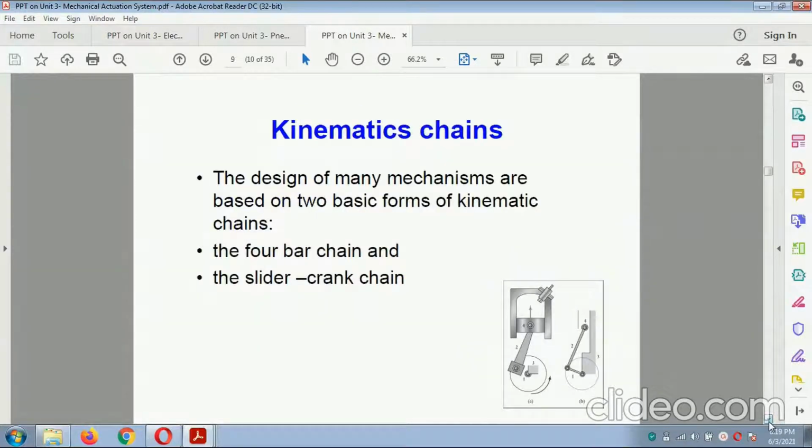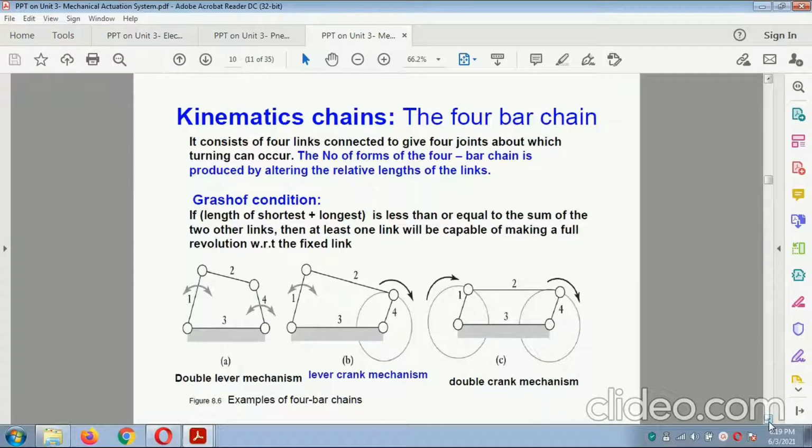Many mechanisms are based on 2 basic forms of kinematic chain: the 4-bar chain mechanism and the slider crank mechanism. The 4-bar chain mechanism consists of 4 links connected to give 4 joints about which turning occurs. Different motions of the 4-bar are produced by altering the relative lengths of the links. The Grashof condition: if the sum of the lengths of the shortest and longest links is less than or equal to the sum of the 2 other links, then at least one link will be capable of making a full revolution with respect to the fixed link. So this is a double lever mechanism, this is a lever crank mechanism, and this is a lever crank mechanism.